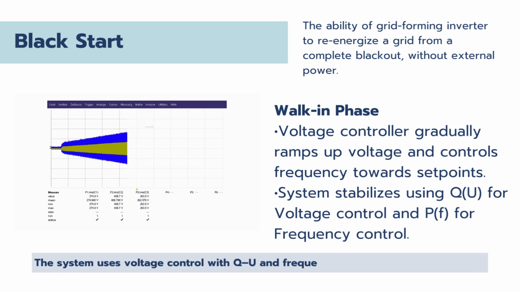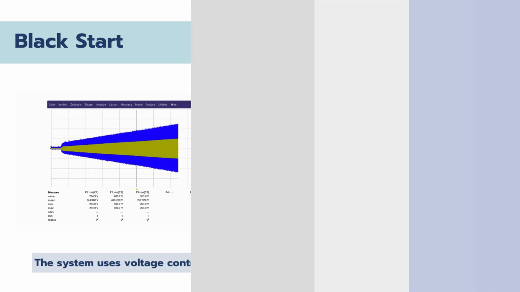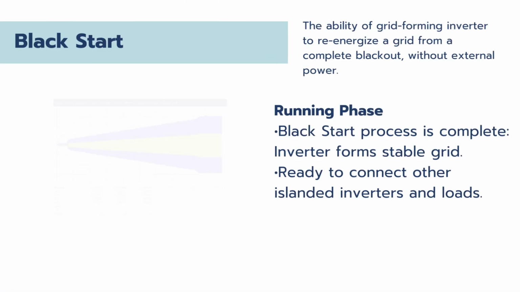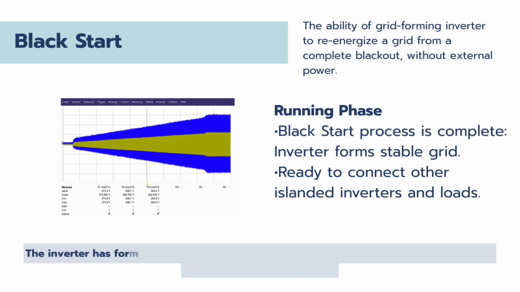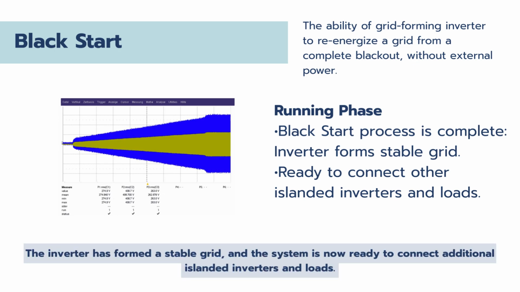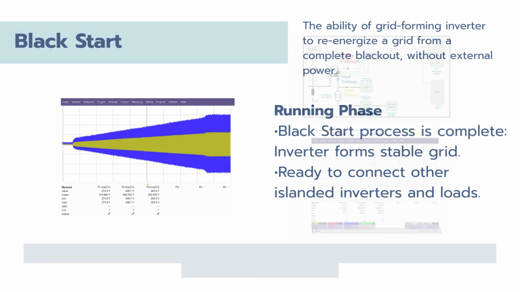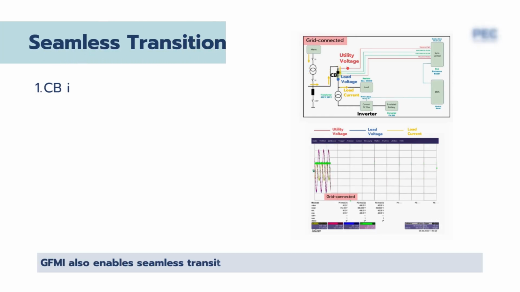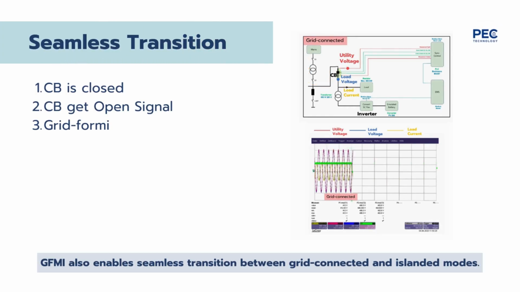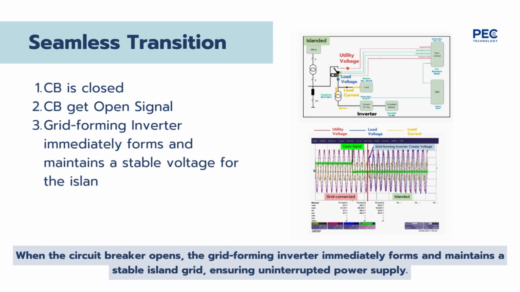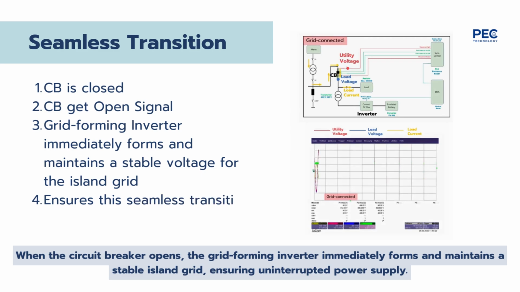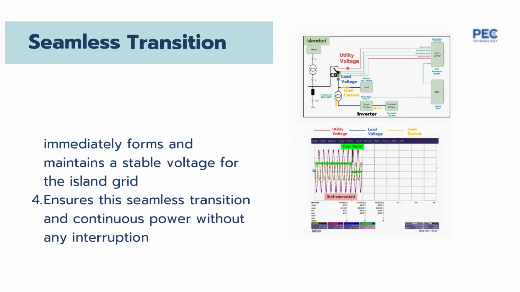The system uses voltage control with QU and frequency control with PF to stabilize. Finally, in the running phase, the black start process is complete. The inverter has formed a stable grid, and the system is now ready to connect additional islanded inverters and loads. GFMI also enables seamless transition between grid-connected and islanded modes. When the circuit breaker opens, the grid-forming inverter immediately forms and maintains a stable island grid, ensuring uninterrupted power supply.